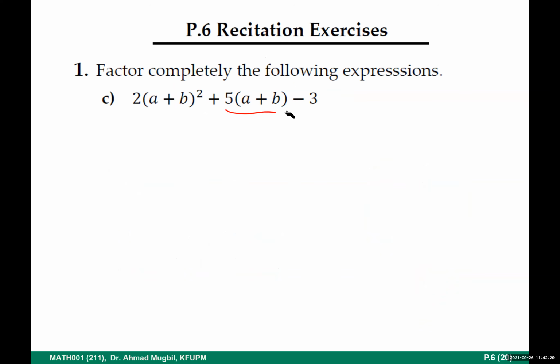Yes. We can say a plus b equals x. Yes, this is the sense that I want you to have, ya shabab. This is a plus b, this is a plus b. So this is 2x squared plus 5x minus 3. You should mention here what is x. x equals a plus b. So now it will be so easy. If you need to use substitution, in fact, you can solve it without, if you want. Now this will be equal to what?